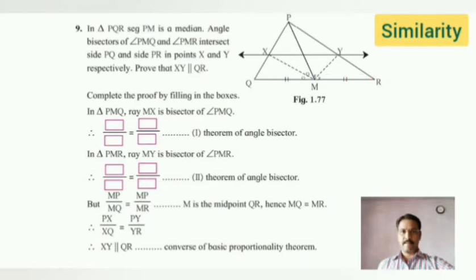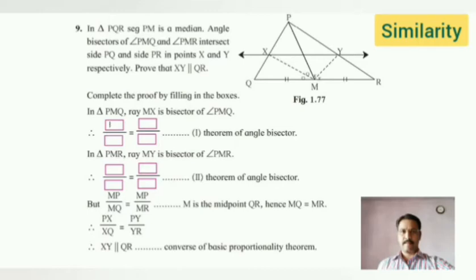Tell me, when will these two be parallel? This is by the converse of the basic proportionality theorem. Remember friends. See first, in triangle PMQ, this is the bisector, so we can write the angle bisector theorem.